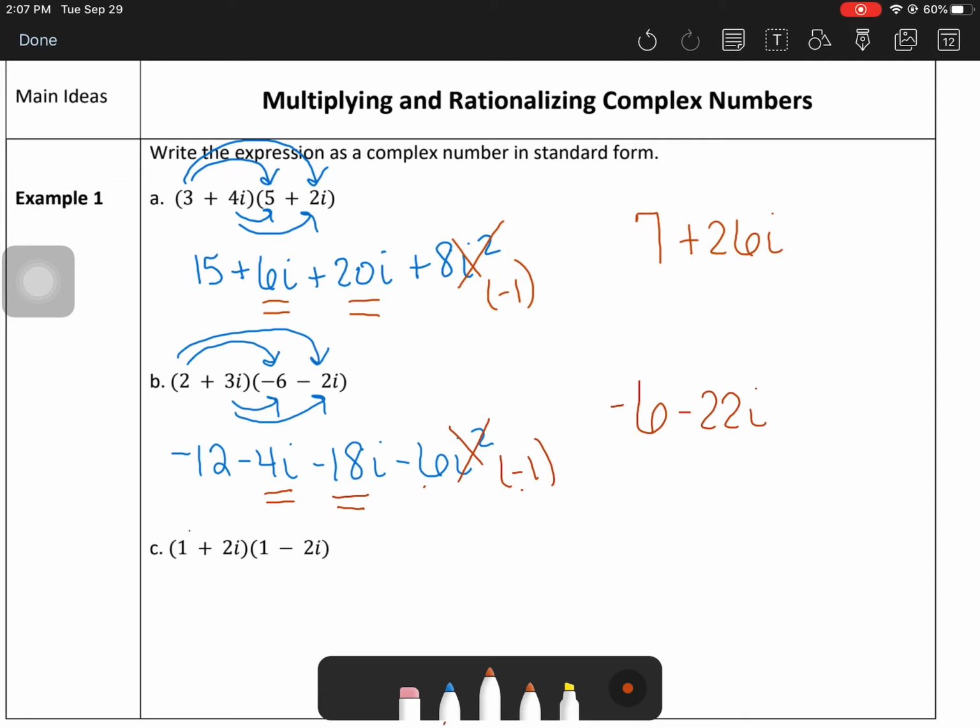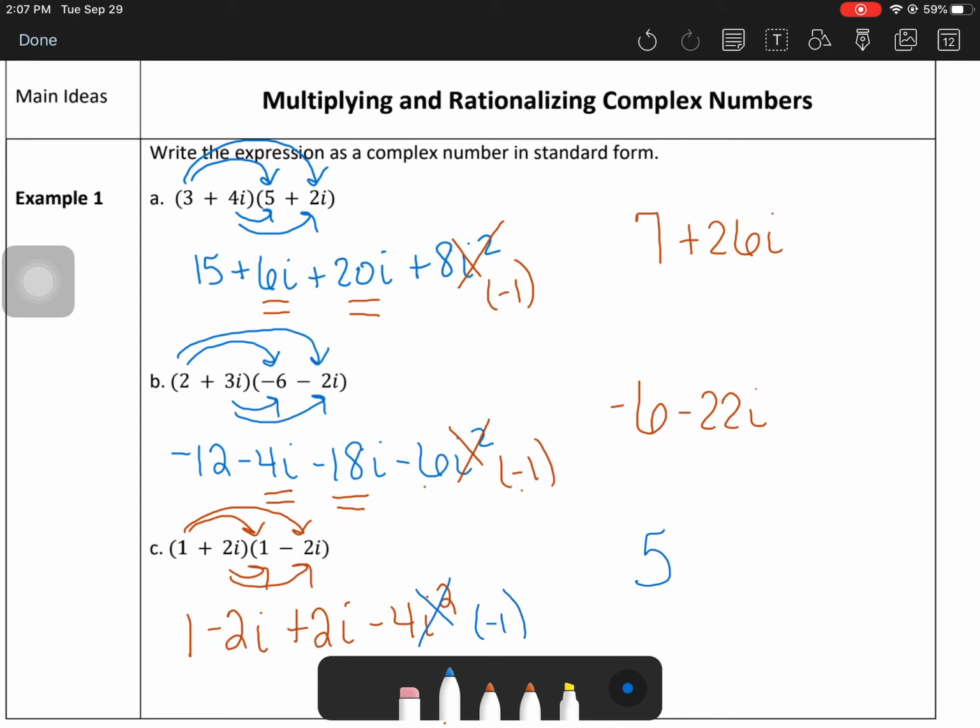In the last example, 1 times 1 is 1. 1 times negative 2i is negative 2i. 2i times 1 is 2i, and 2i times negative 2i is negative 4i squared. i squared is negative 1. Negative 1 times 4 is 4, plus 1 is 5. And then the interesting part would be that 2i and negative 2i are opposites, so they have a sum of 0. So our final answer would be 5.